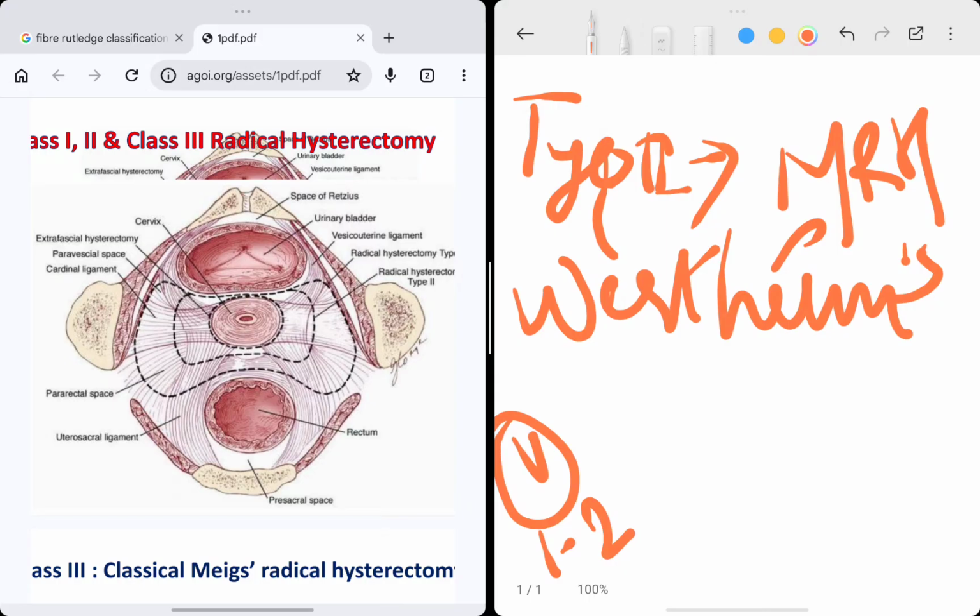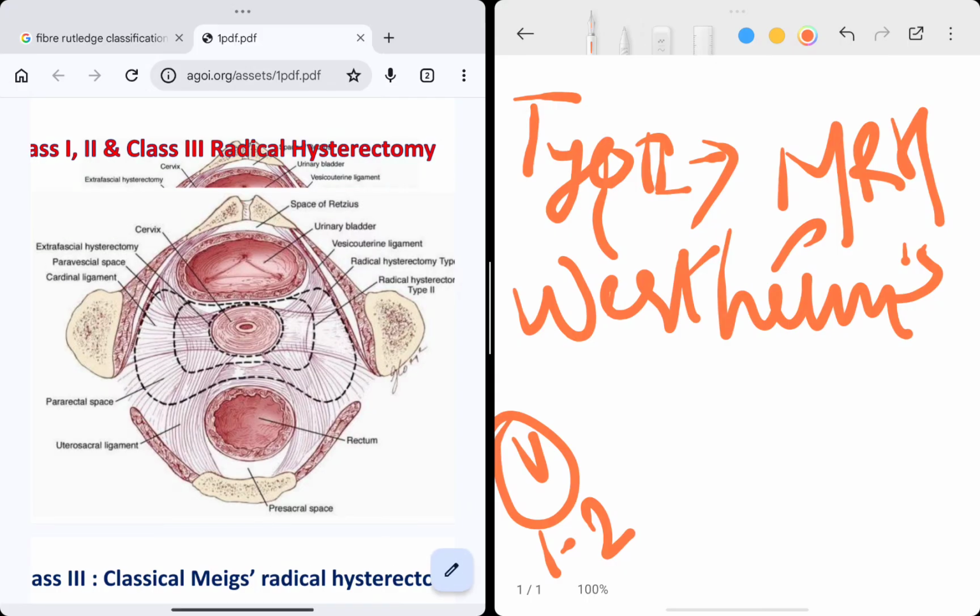Now coming to the parametrium. Medial to the ureter, parametrium is also removed. So the second part is in the diagram on the left. The second part is the radical hysterectomy type 2, where there is removal of half of the parametrium. And another name for this hysterectomy is modified radical hysterectomy, or type 2, or the Wertheim's hysterectomy. The uterosacral ligament is also cut at the midpoint of the ligament.